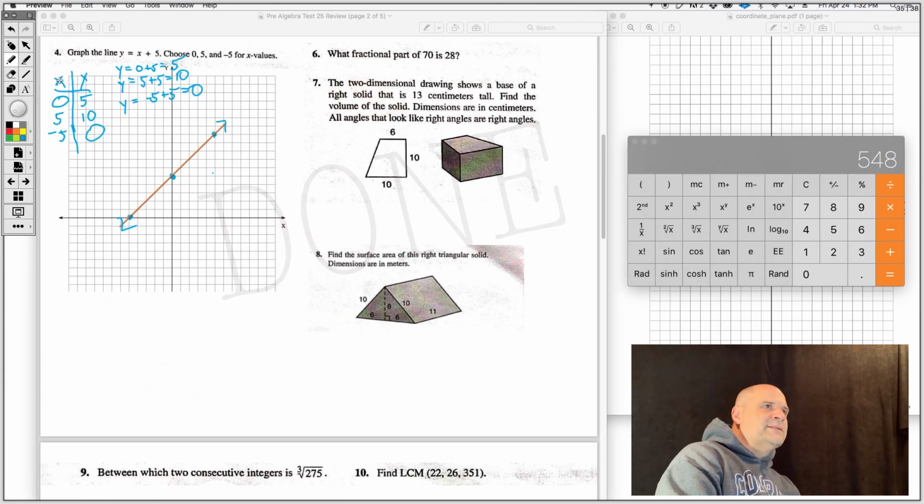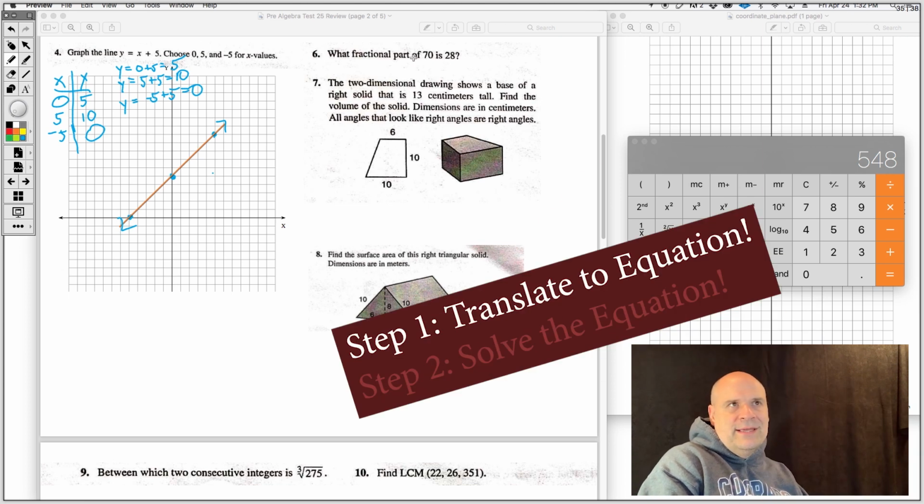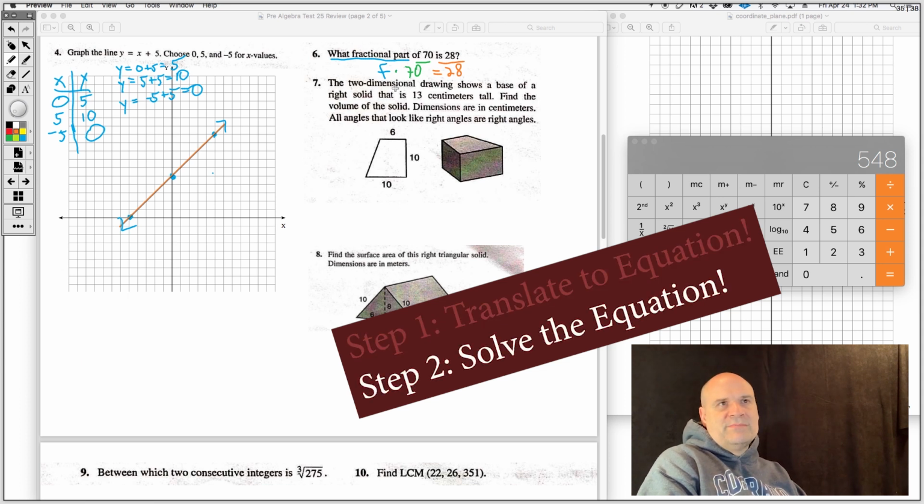All right, number 6. What fractional part of 70 is 28? Translate. How do you say what fractional part? F. That's right. Okay, and then how do you say of 70? What does of mean? Multiply. So F times 70. And then how do you say is 28? Well, that's just equals 28. So look, you have an equation. F times 70 equals 28. How do you solve for F? Divide both sides by 70.